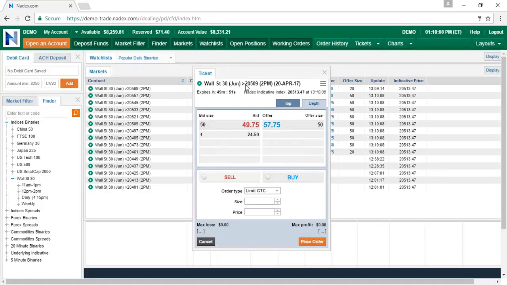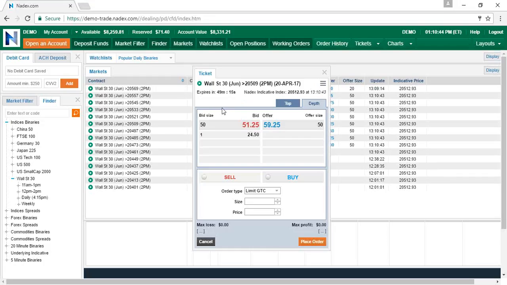The Wall Street 30 will expire greater than this price at 2 p.m. That either will or will not happen. This statement will either be true or false. It's binary. Yes, no, 0, 1, true or false, right? And if I think that this statement is true, I decide to buy the binary. If I think the statement's false and I think the Wall Street 30 will expire at 20,509 or less, then I'm saying the statement's false and I would sell.